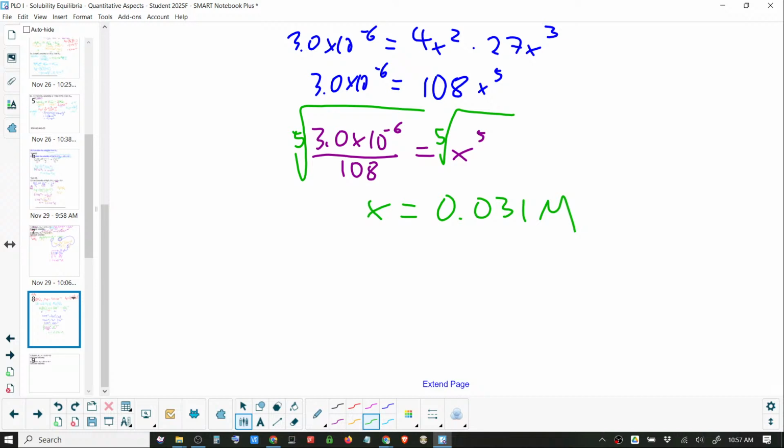But we put them in, and then we square and cube them, and then we solve this.